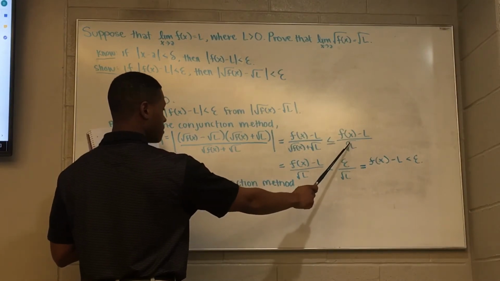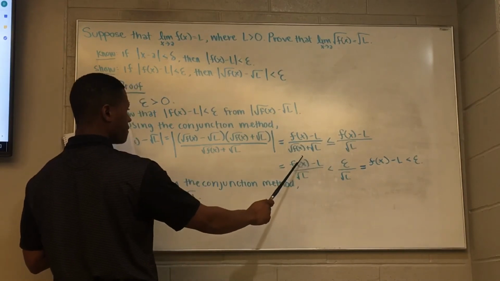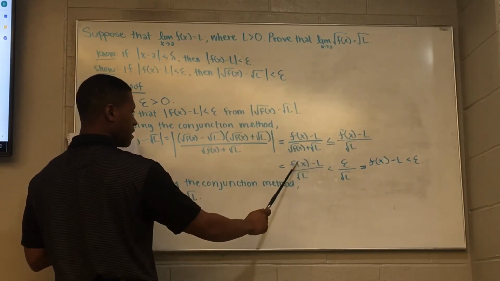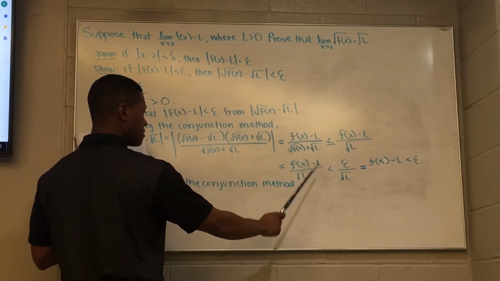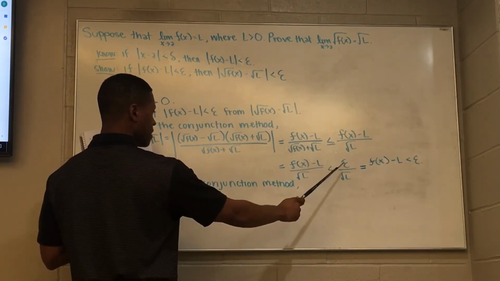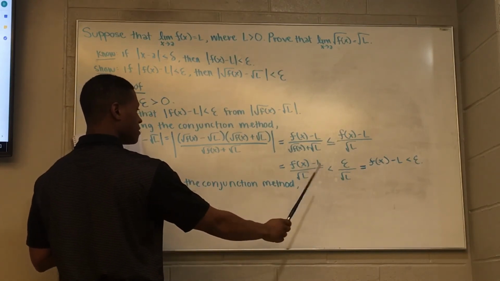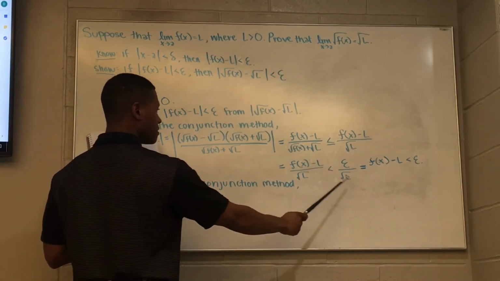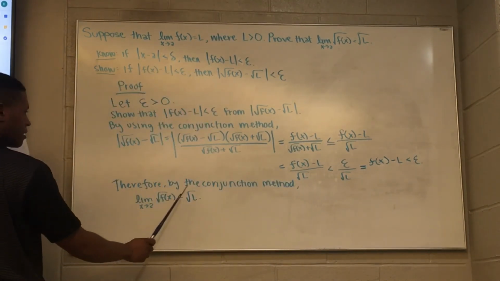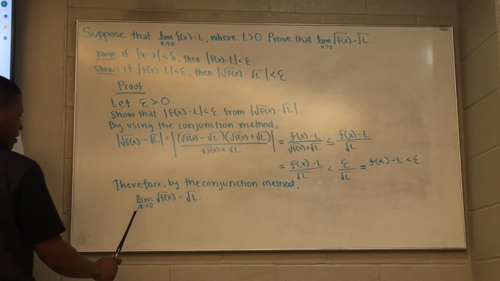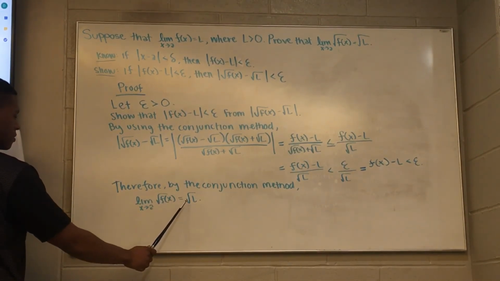We can say that that is logically less than or equal to the absolute value of f of x minus L over the square root of L, and that's important because we now have this in our expression, and we can logically say that this is less than epsilon divided by the square root of L. So then if we just multiply the square root of L on both sides, we get this. Therefore, by the conjugation method, the limit as x approaches a of the square root of f of x is equal to the square root of L.